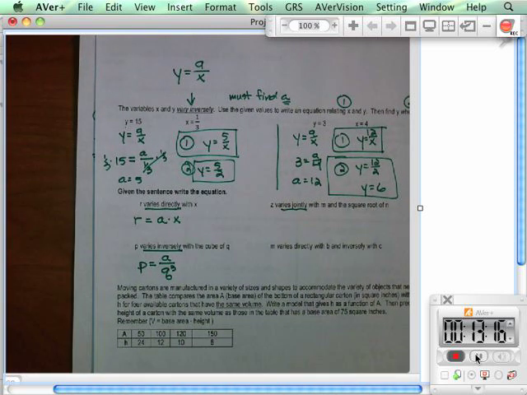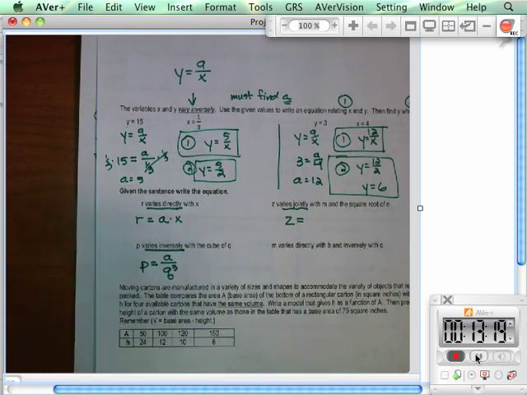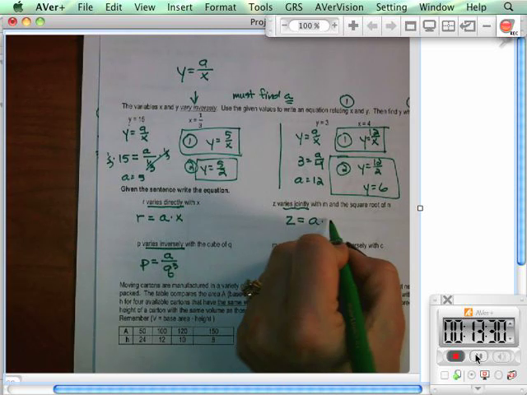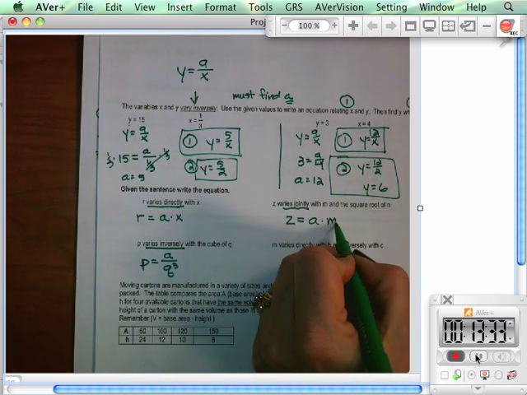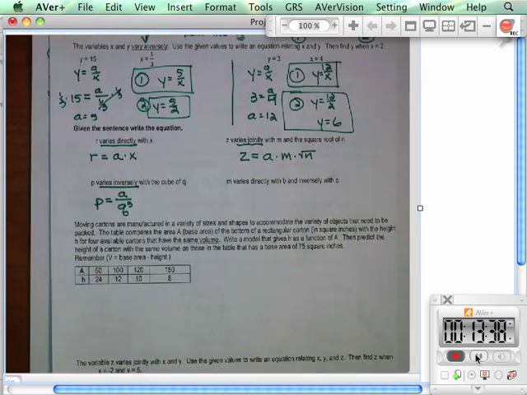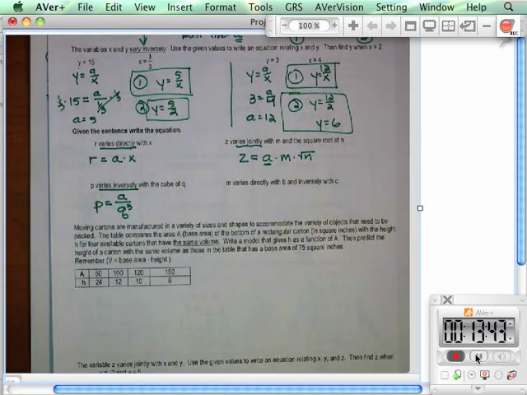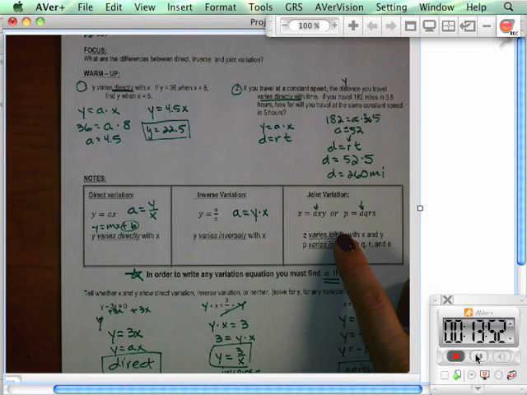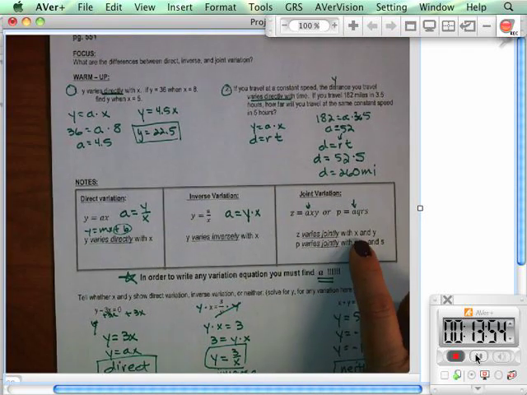Okay, so Z depends on that stuff. It varies jointly. But I also have to write a what? Not just M and N, but I have to write a what? The constant of variation, which is the letter what? A. Times M times the square root of N. Anytime you have a variation equation, you have to include the constant, the A. Right here, yes. It varies with more than one variable.